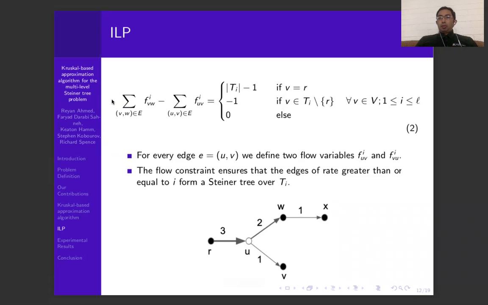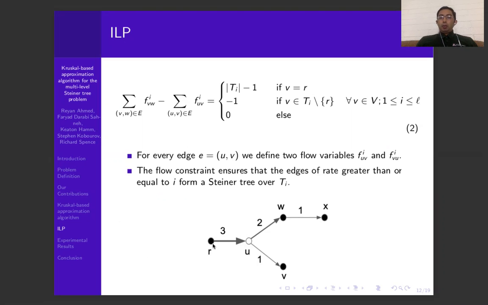Now this is the flow constraint and it contains some flow variables. For every edge e equal to uv, we define two flow variables, f_uv^i and f_vu^i. In other words, the flow can go either from u to v or v to u. The flow constraint ensures that the edges of rate greater than or equal to i form a Steiner tree over T_i, where T_i is the set of terminals for level i.